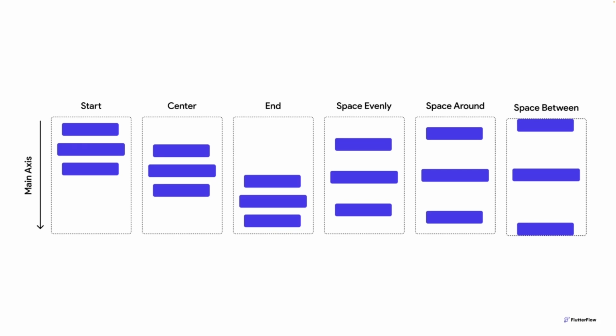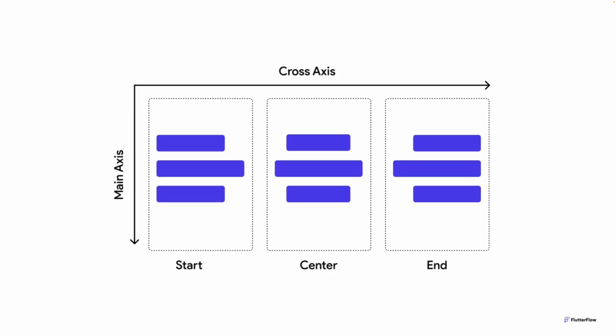But their arrangement is going to be vertical. Also, the cross axis runs horizontally. It controls how child widgets align from left to right within the column. You also have several options such as start, center, and end, but in the context of a column. So when you understand one of them, it's going to be easy to understand the rest, of course.